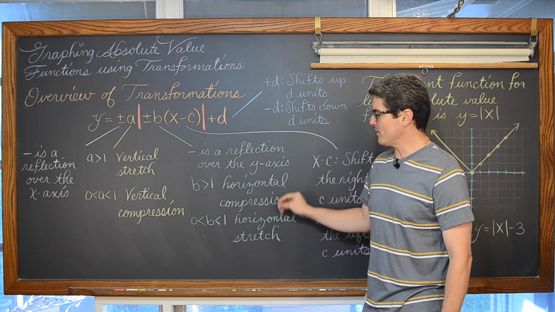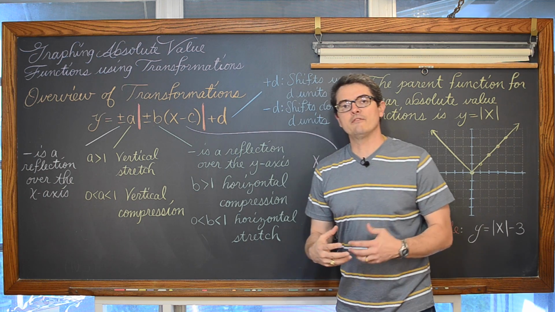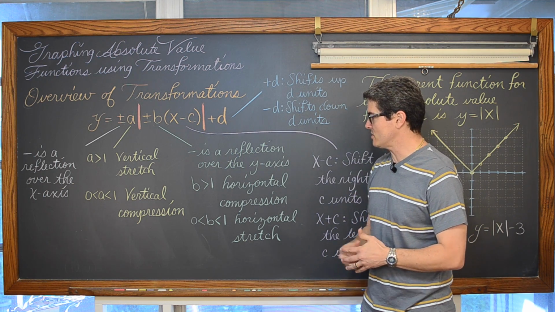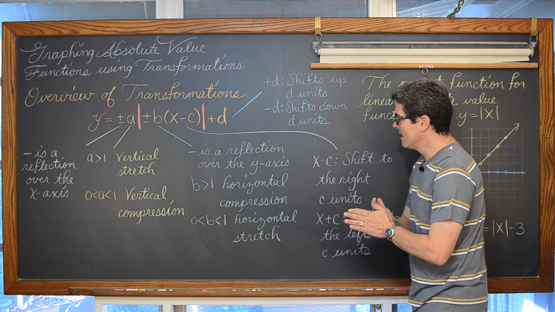You play around a lot with this coefficient of b when you are graphing your trig functions, sine, cosine, tangent, secant, cosecant, and cotangent. It helps you determine the period of those periodic functions.